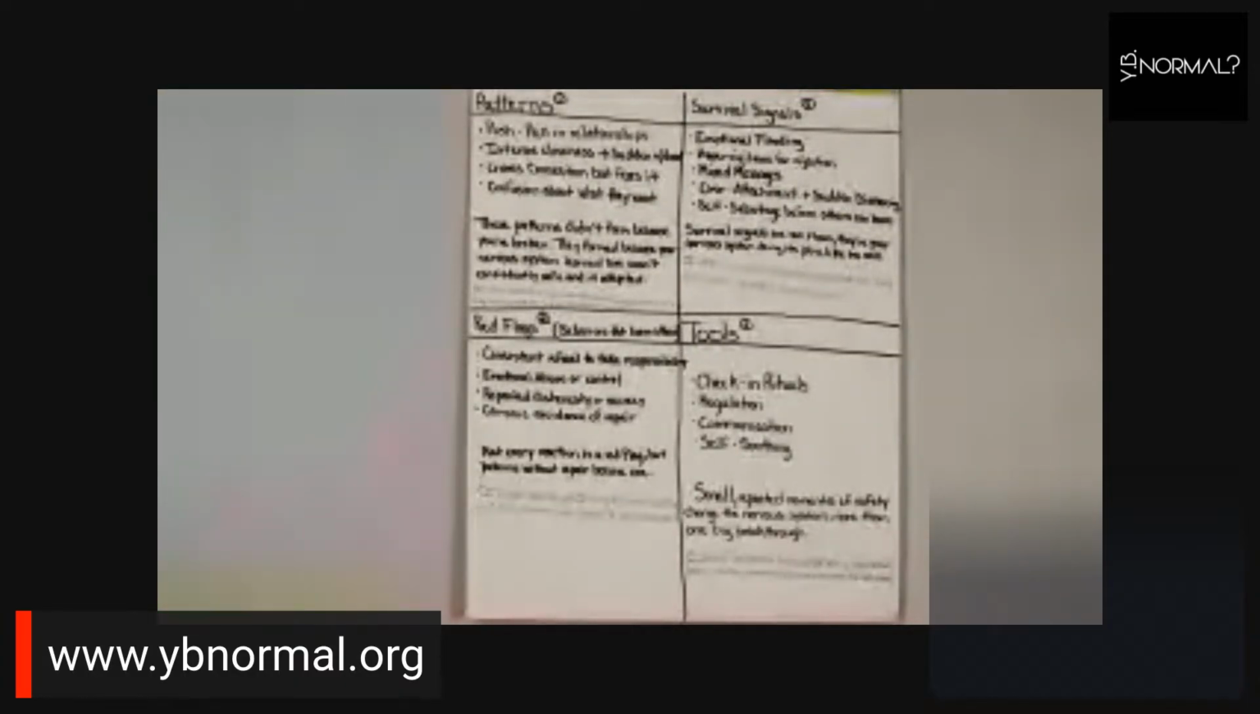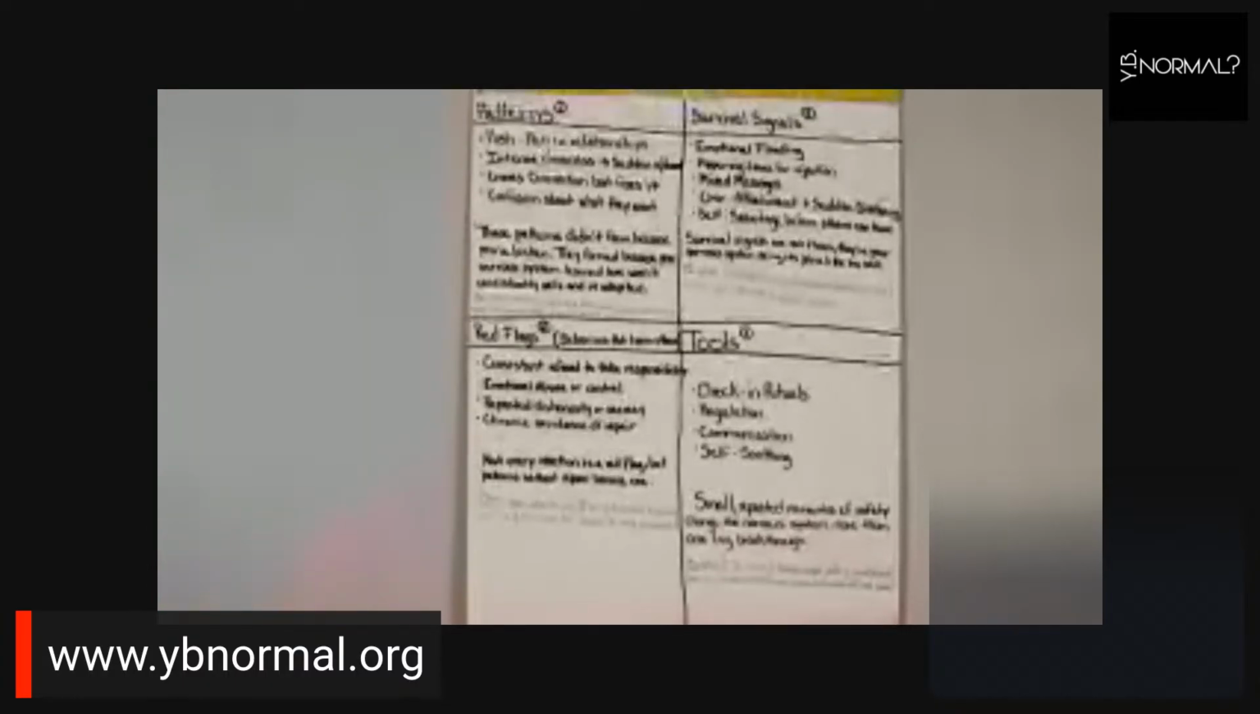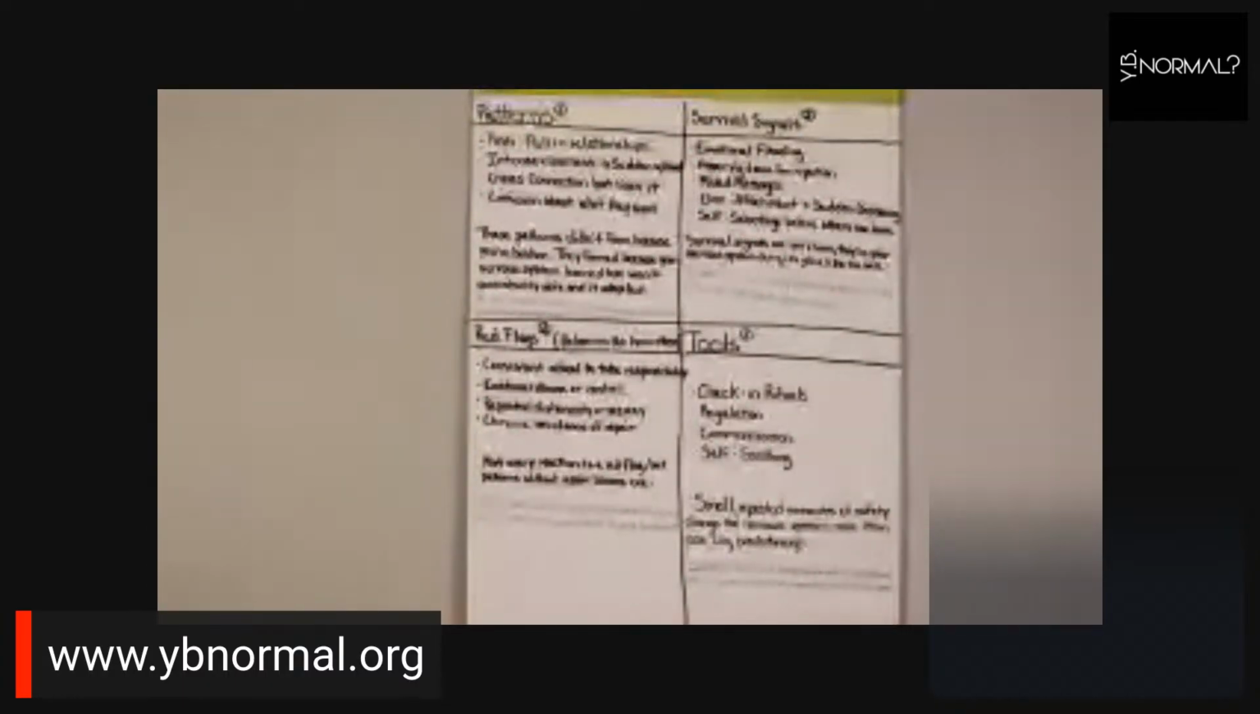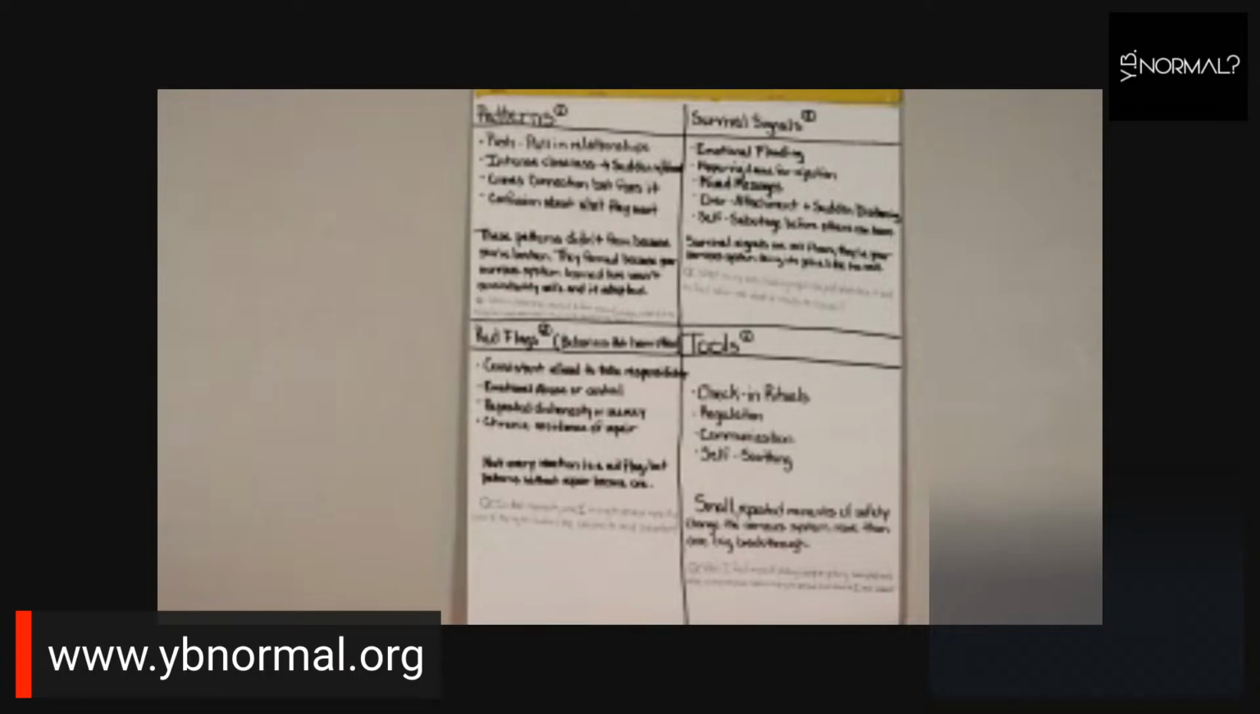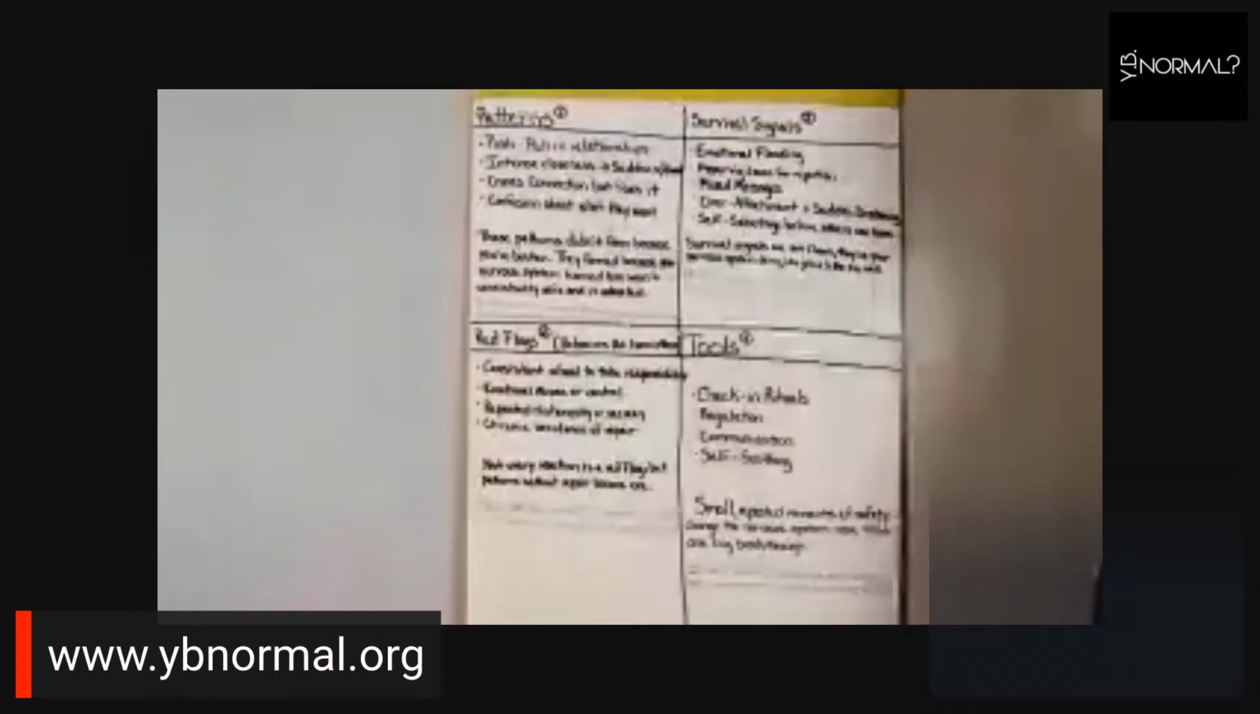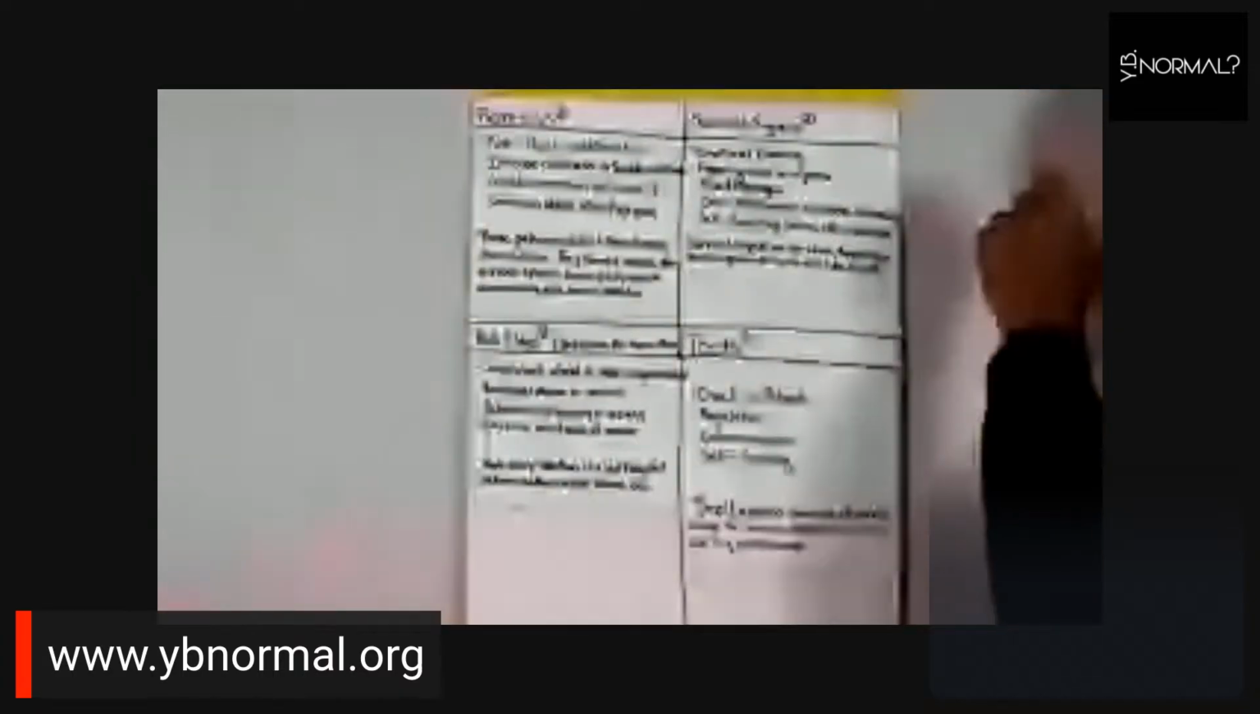All right, so let's get back into it. We're talking about the fearful avoidant attachment style, and what we're going to talk about right now is the patterns, the red flags, the survival signals, and then the tools. I'm going to give you all some tools so you all ain't out here just doing whatever, all right?